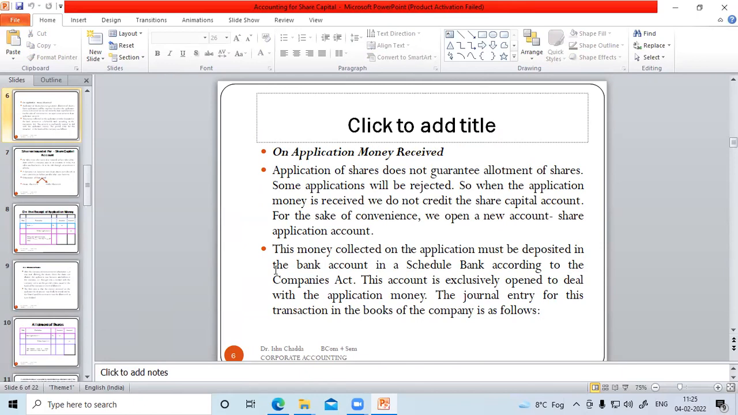I am going to remind you once again that we treat the share capital account as a personal account. This money collected on application must be deposited in a scheduled bank account according to the Companies Act. This account is exclusively opened for the depositors to deposit their application money. The general entry for this transaction in the books of the company is as follows.